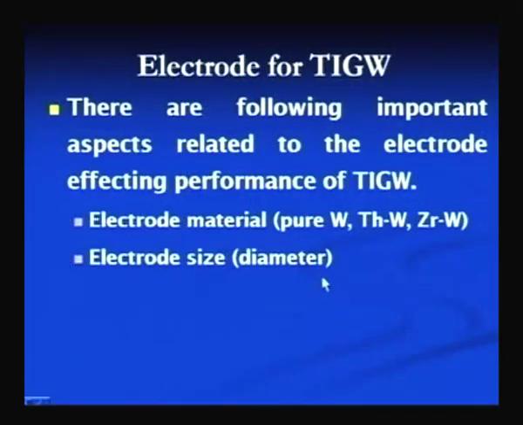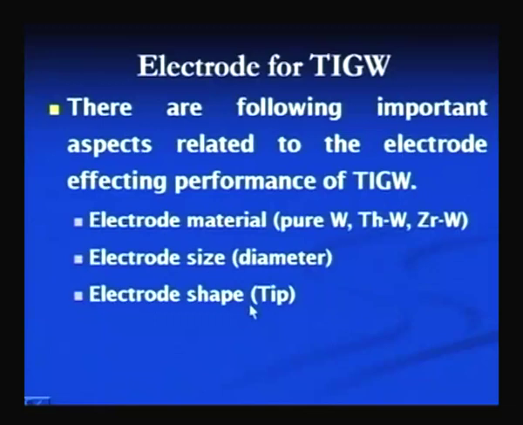The electrode size is mainly specified in terms of its diameter, although length is also there, but these are considered as non-consumable electrodes. Gradually there will be a reduction in the length of the electrode, and when these are gradually worn out one by one after a long period of time, we require to replace even these tungsten electrodes. But normally the size of the tungsten electrodes is specified by its diameter.